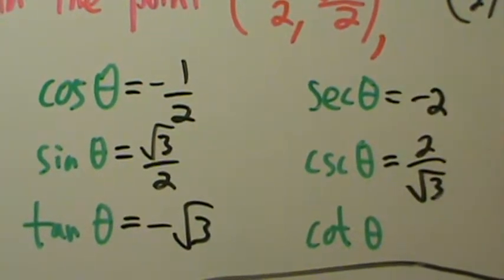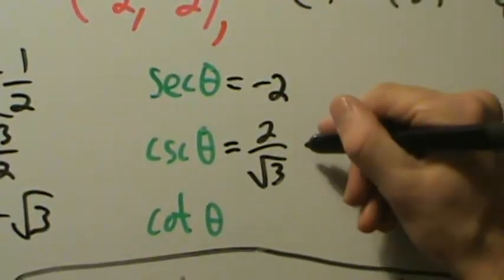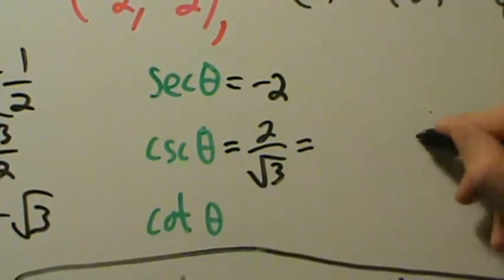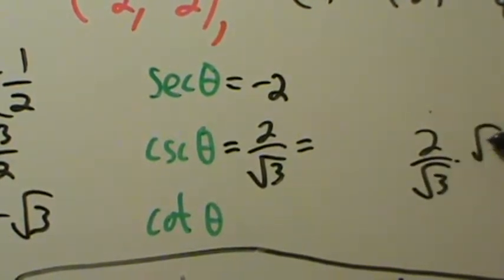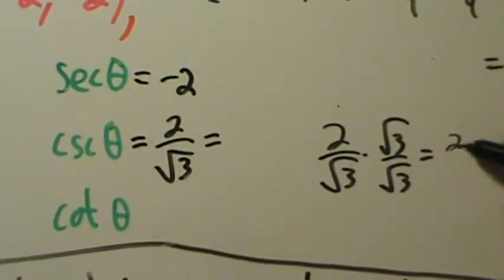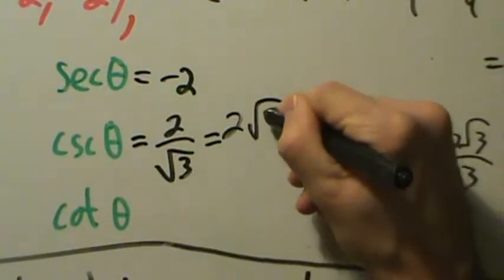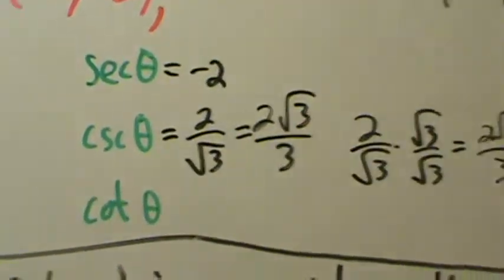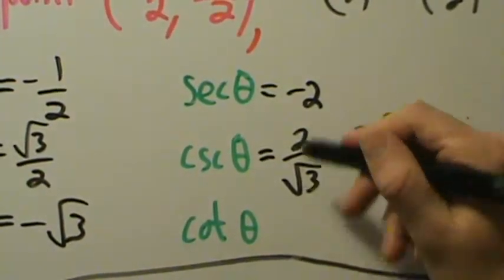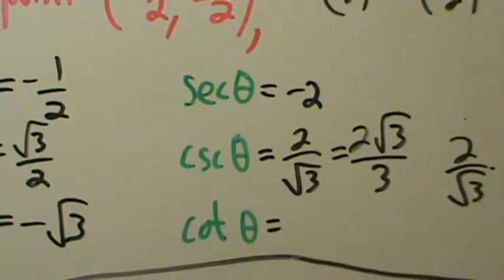3. Or if you want to rationalize the denominator, multiply the top and the bottom by root 3 over root 3. So then you end up with 2 root 3 over 3. So if you want to rationalize the denominator, you get that. But I don't really believe that that's more simplified than this, but anyway, try to hold off on that.